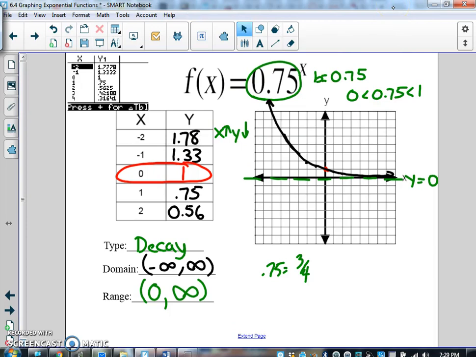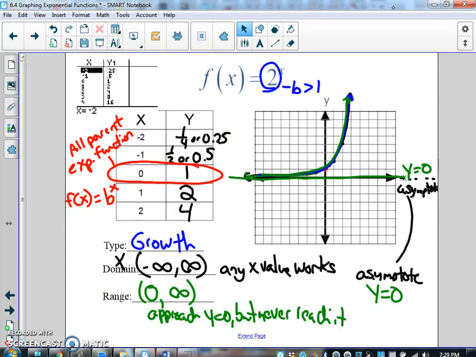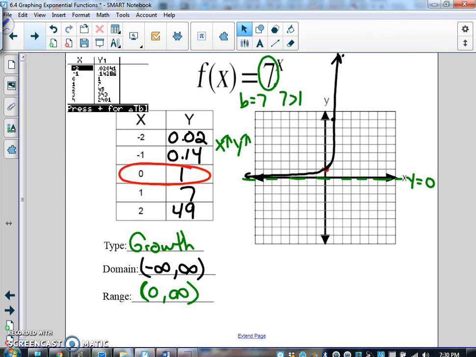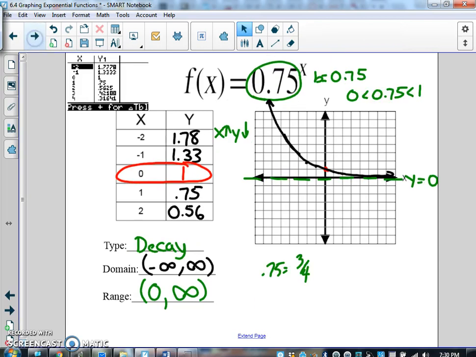As an aside, I can go back and write each of my ranges in another form. Since my range here is from 0 to infinity, I could rewrite this as y is greater than 0. It's not equal to 0, but y is greater than 0. I can do the same again on this function. Since my range is from 0 to infinity, I also could say y is greater than 0. That would be another way to write my range. Again, same thing for here. Y is greater than 0. And on this last example, y is greater than 0.